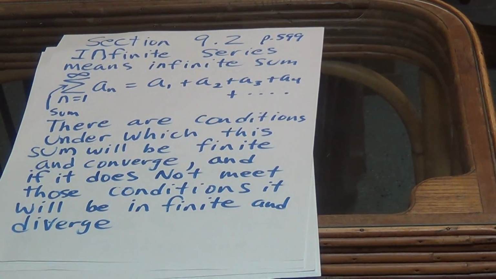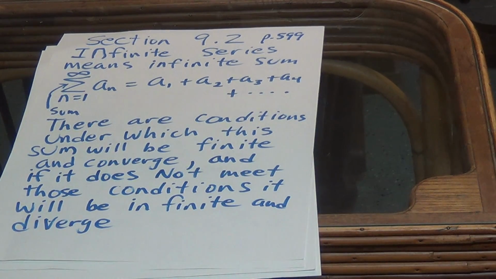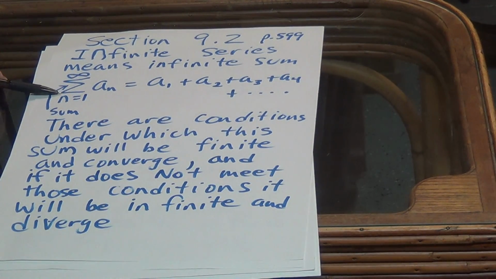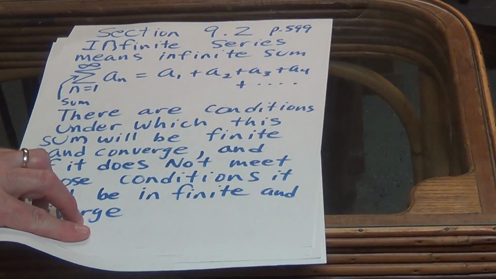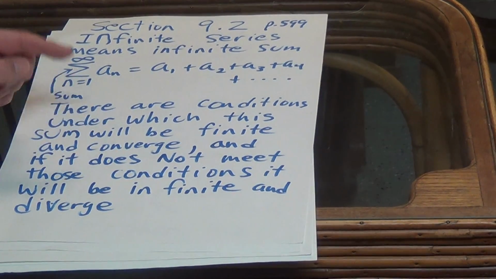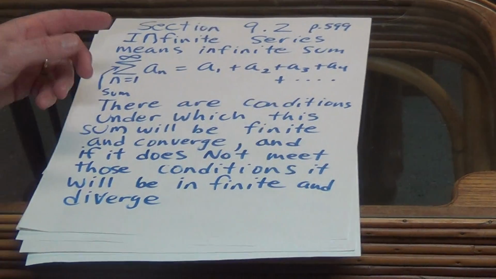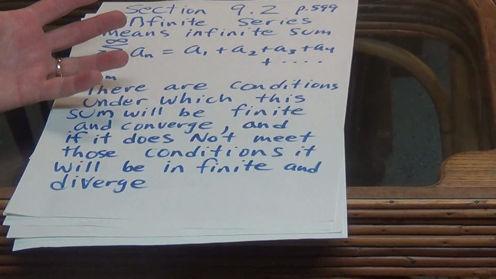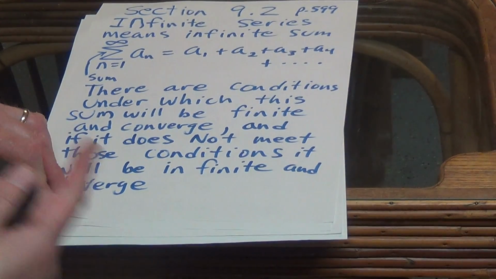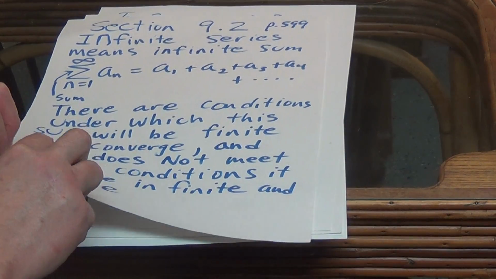Okay, section 9.2. Again, we covered this in the last class before we ended, it was March 12th. It's about infinite series. Series basically means sum, an infinite sum of terms, which looks like this on page 599. There are conditions under which this sum will be finite and converge. And if it does not meet those conditions, then the sum will be infinite and diverge. Chapter 9, that's really the heart and guts of chapter 9, is learning those conditions and tests to run to determine which it will be.